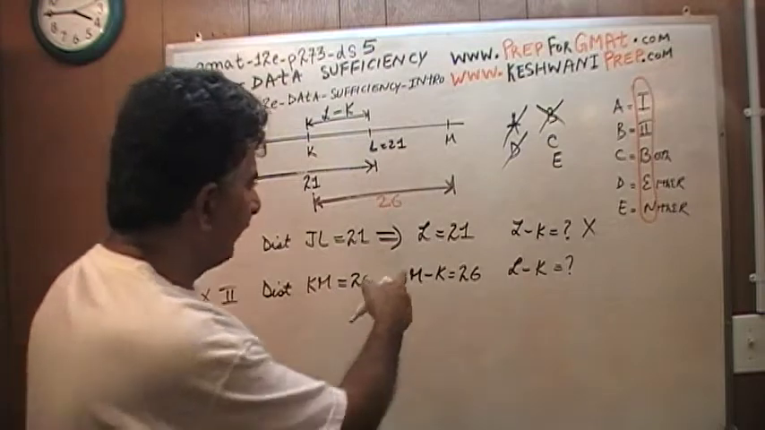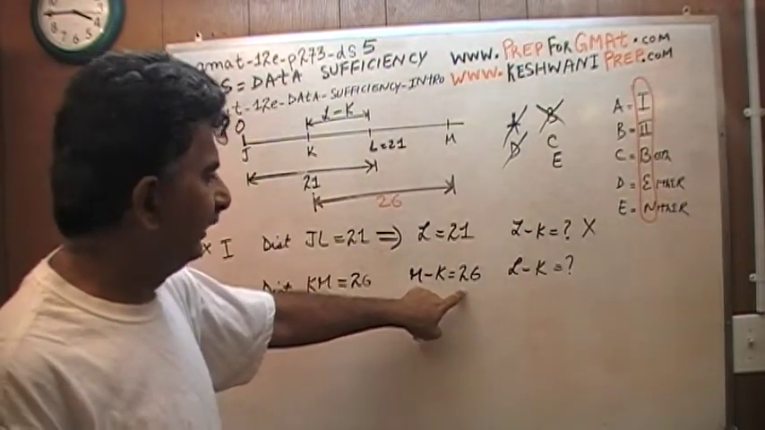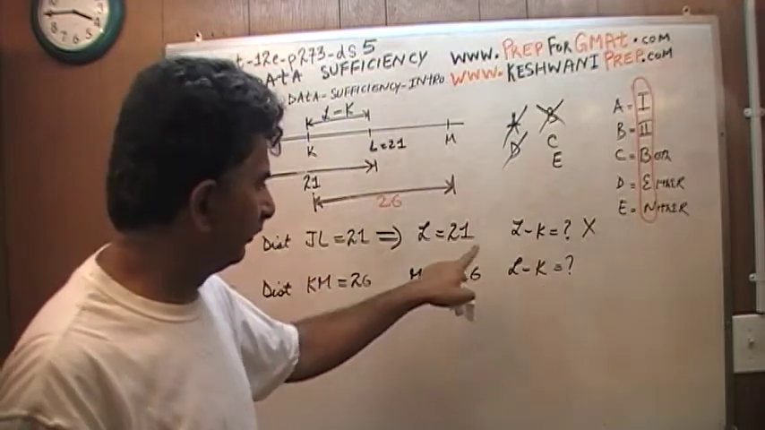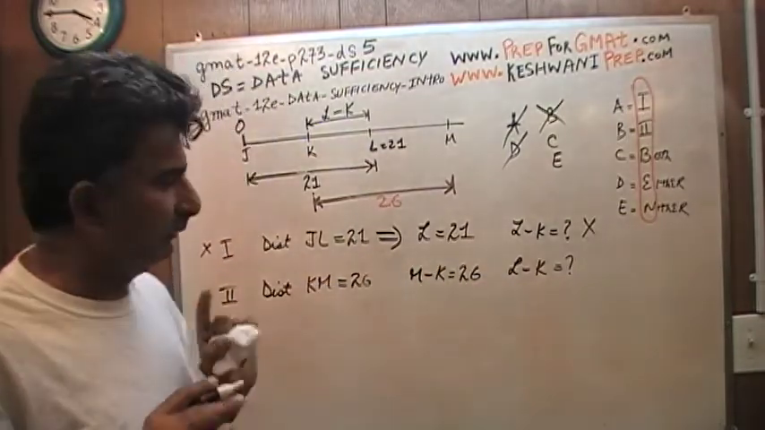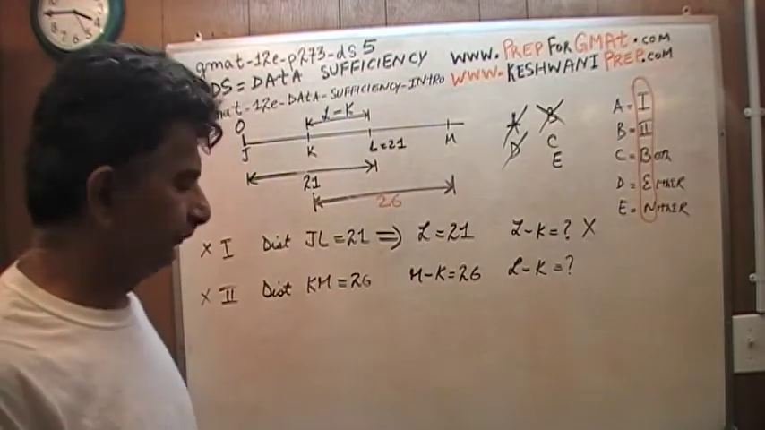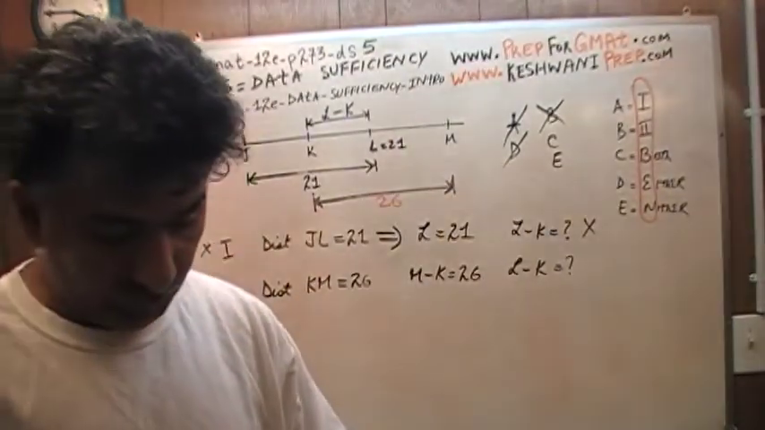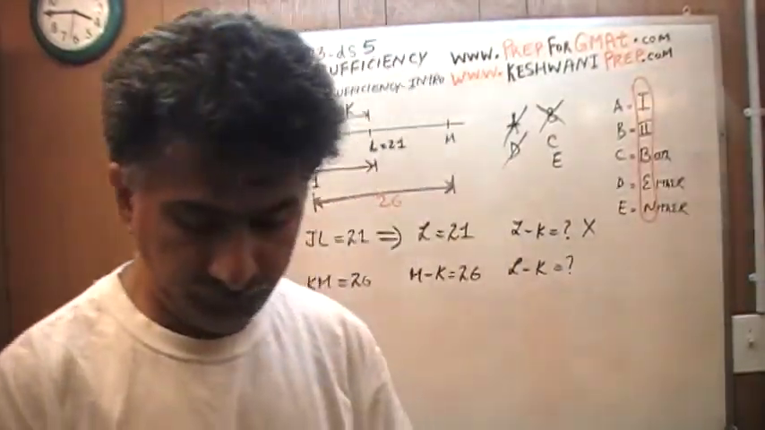Putting them together, this equation and this equation, knowing that L is 21 and M minus K is 26, is not going to help us find L minus K, no matter how we manipulate the equations. It's impossible, because we do not know what K is. We need to know K. That's all. I hope you found it helpful.